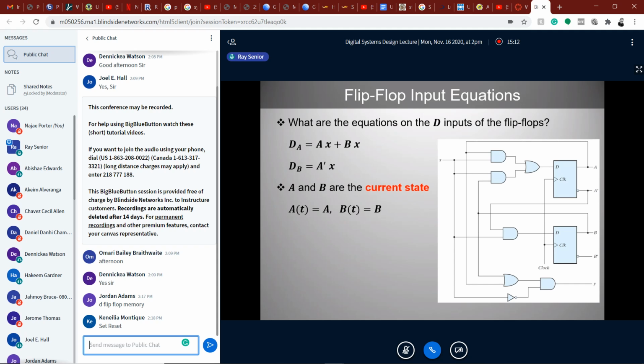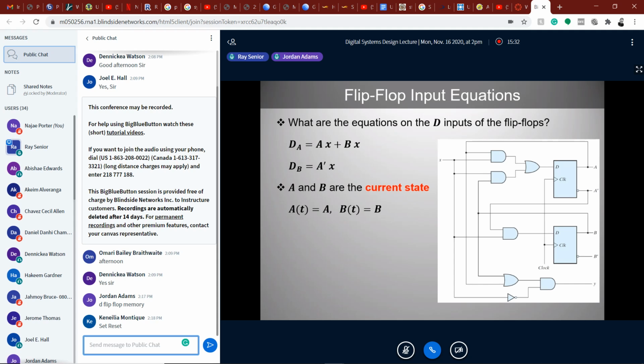A coming from the first flip-flop, the one on top, which is producing the state variable A, and then B coming from the second flip-flop with the state variable B.